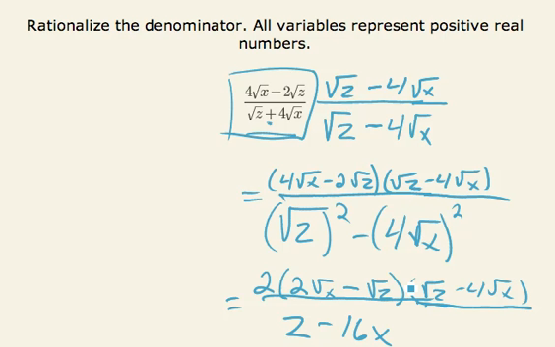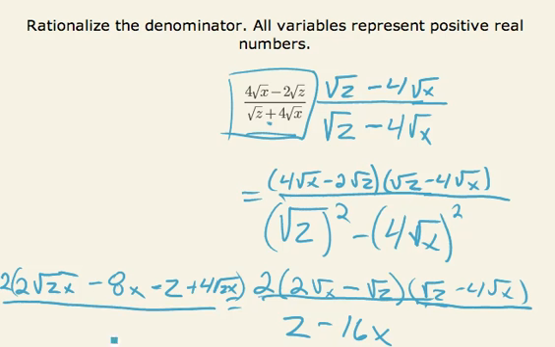If we did want to multiply it out, we just FOIL, and we could do that real quick. We could take 2 times root x times root z, and that gives us 2 root zx. We have 2 root x times negative 4 root x. That gives us a negative 8 times root x times root x, which is x. We have a root z times a root z, negative root z times root z, that gives us a negative z. Negative root z times negative 4 root x is going to be a positive 4 root zx. And then, of course, we got that 2 on the outside.